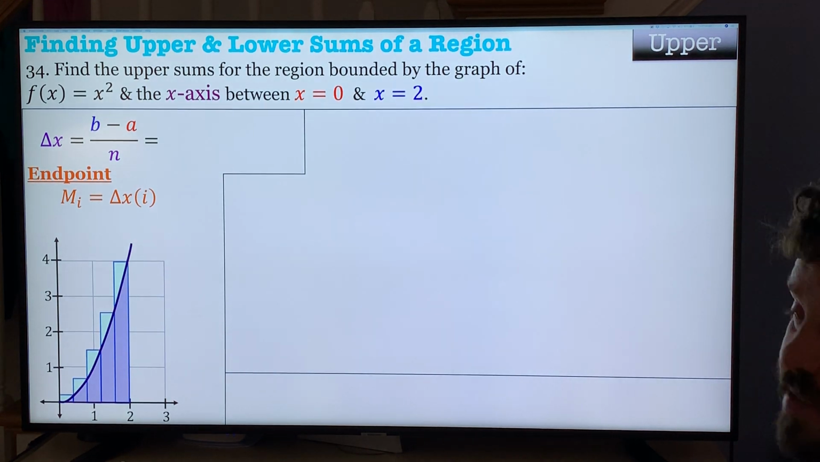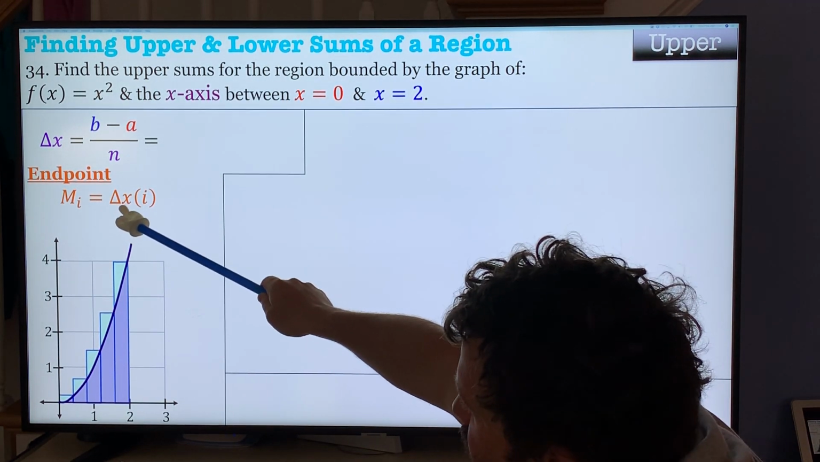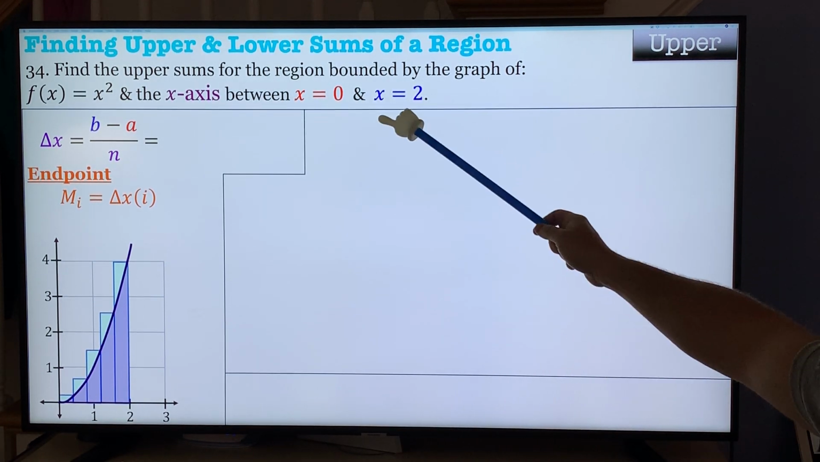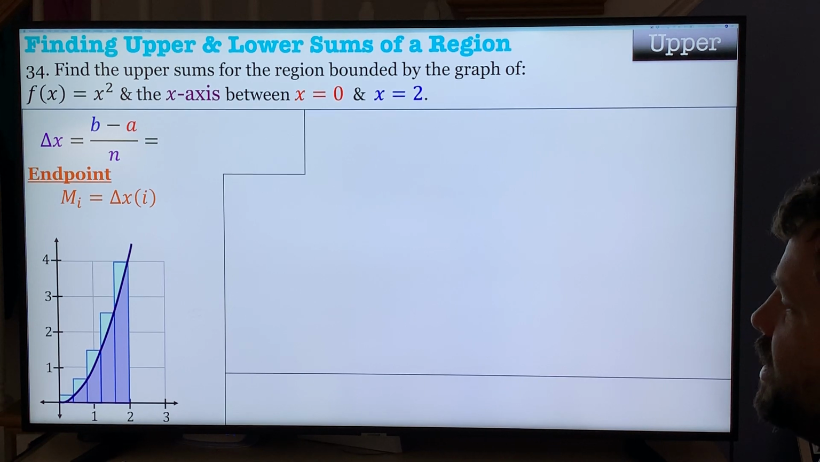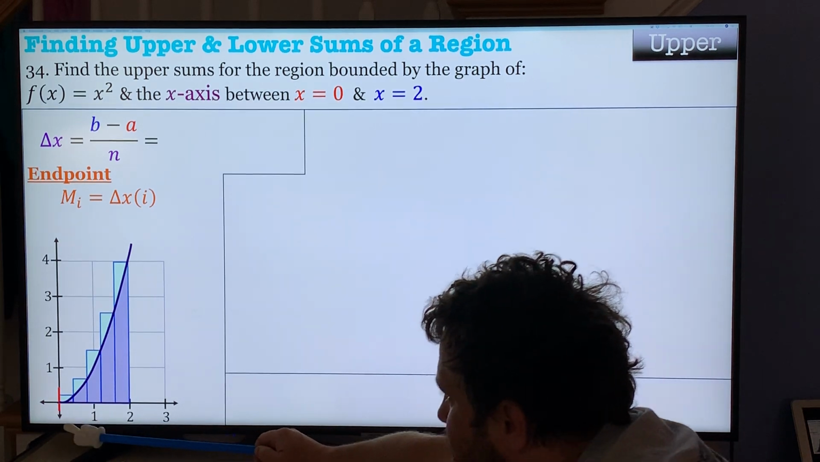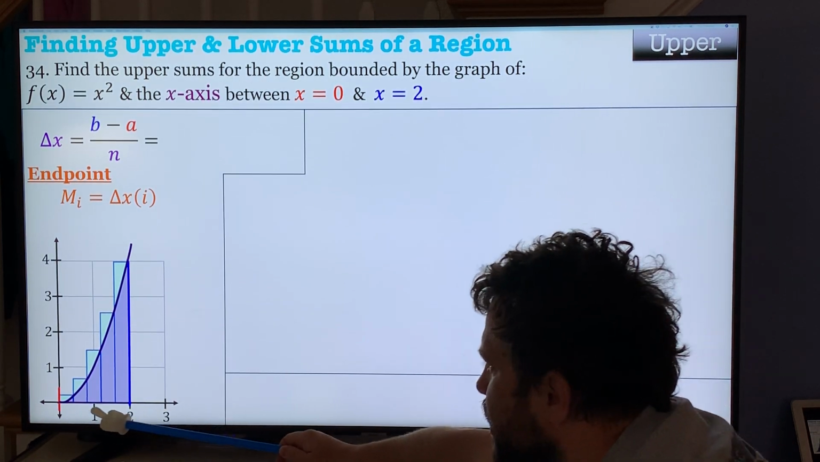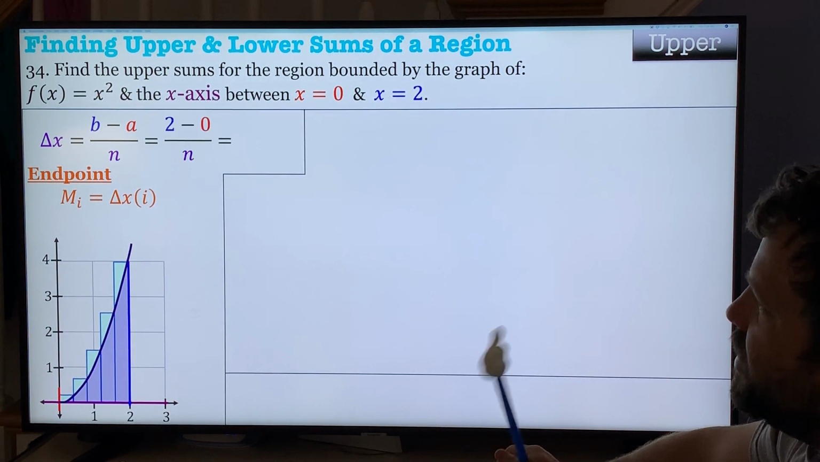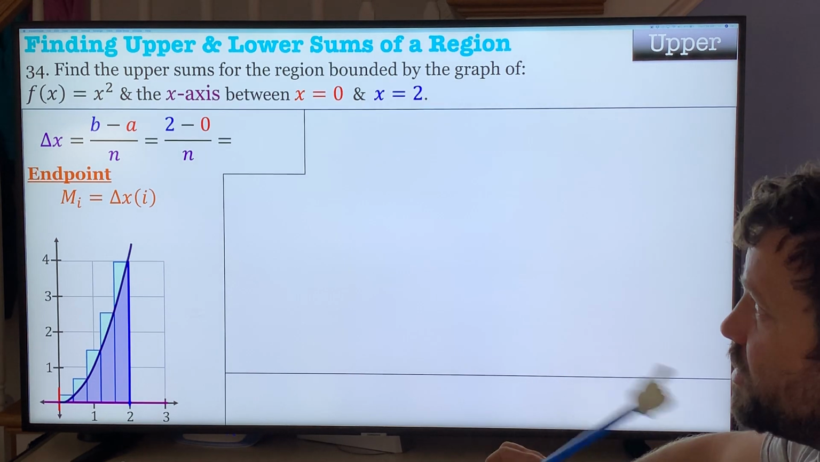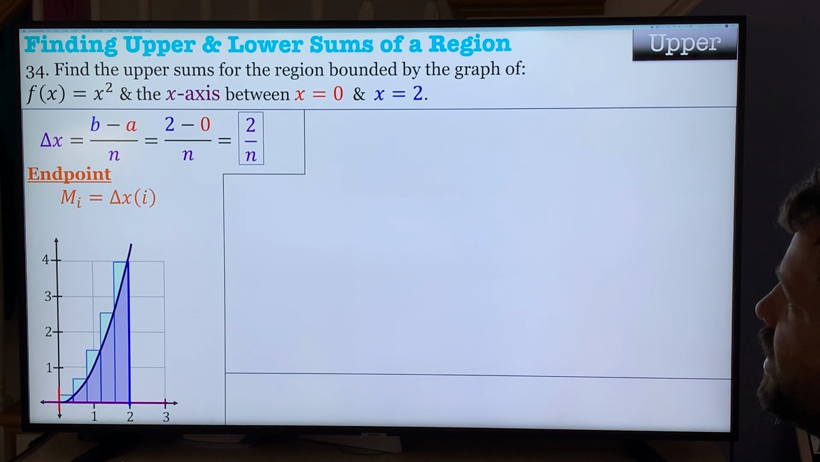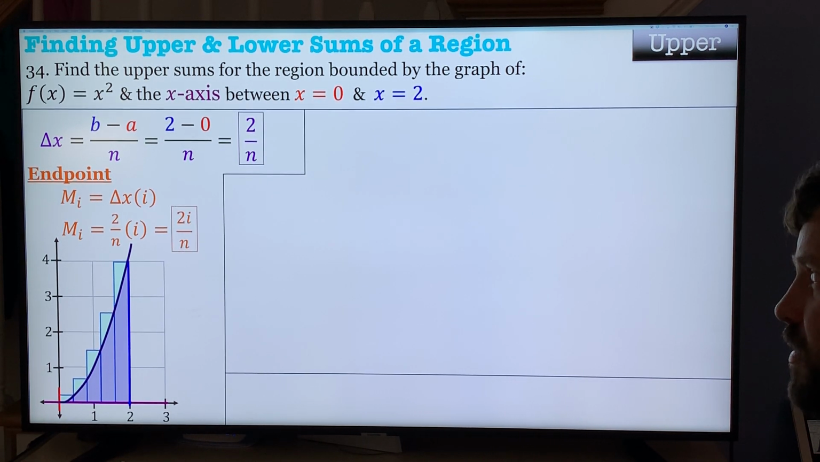Now we're going to change the endpoints, and this makes it actually easier. The endpoint for this one is just delta x times i. So once again, do the same exact first step. Delta x equals b minus a. So we're going between the x-axis and there. Our a is 0. Our b is 2. 2 minus 0 divided by the number of rectangles, which we don't know yet. It could be anything, which is 2 over n. To find the endpoint, it's delta x times i. So it's just 2 over n times i, which is 2i over n.